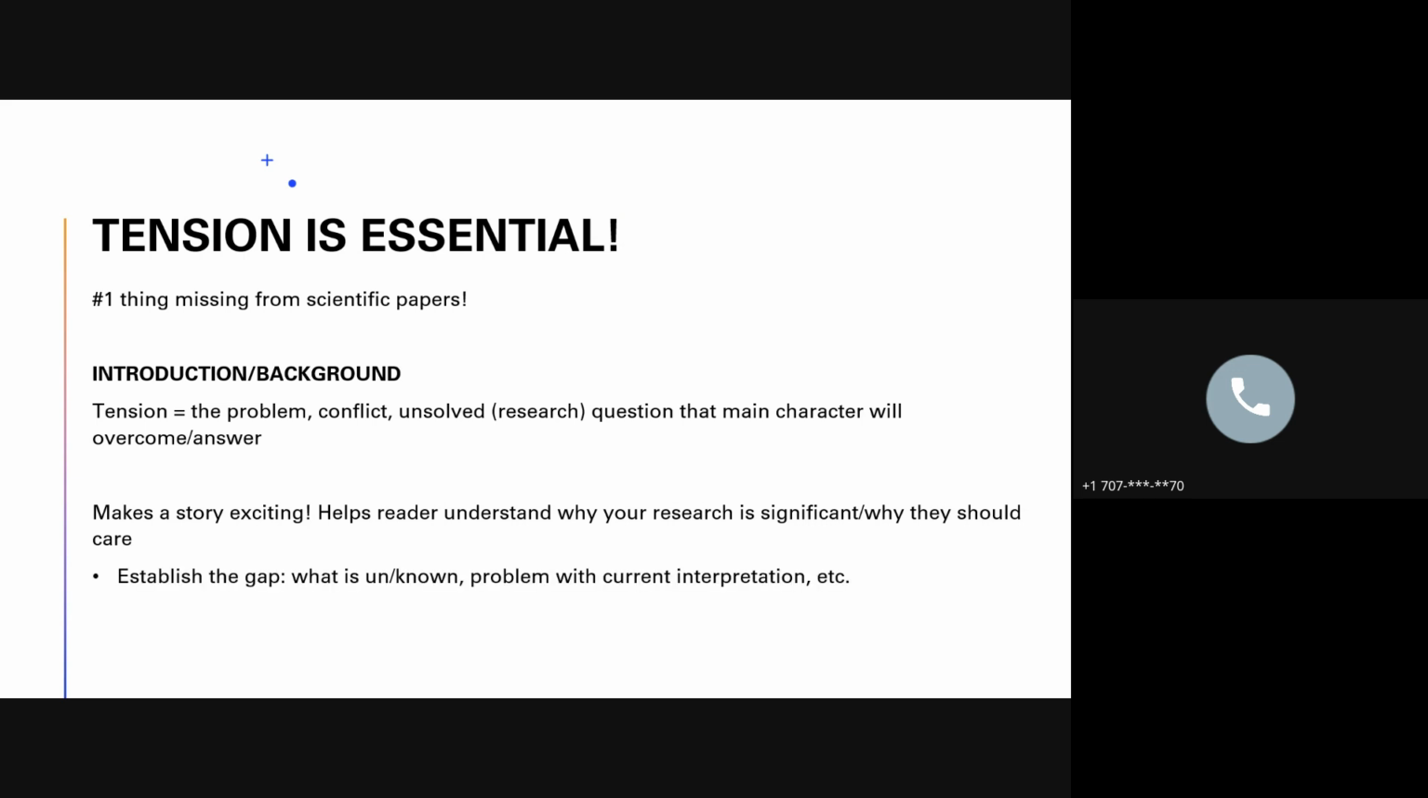And tension is created by establishing the gap. So what is known or unknown about our topic, maybe there's a problem with the current interpretation, etc. So really making sure that you're establishing what is the gap and how am I proposing to be filling that with this research.